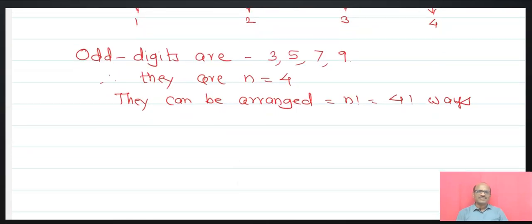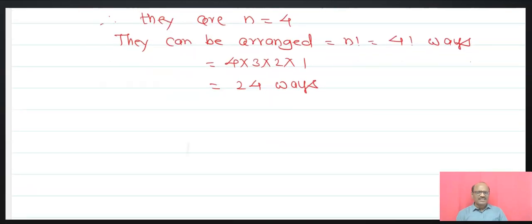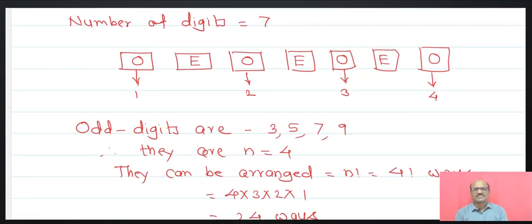Now they can be arranged. The odd digits can be arranged in n factorial, that is 4 factorial. No repetition is there. Therefore 4 into 3 into 2 into 1, 24 ways the odd digits can be arranged.